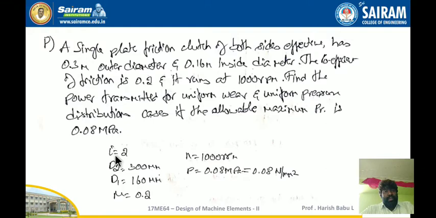The given data: i is 2, that is the number of effective frictional surfaces. d2 is 300 and d1 is 160 mm. The coefficient of friction is 0.2. n is given as 1000 rpm. p is given as 0.08 Newton per mm square. They ask us to calculate capital N, that is the power transmitted.